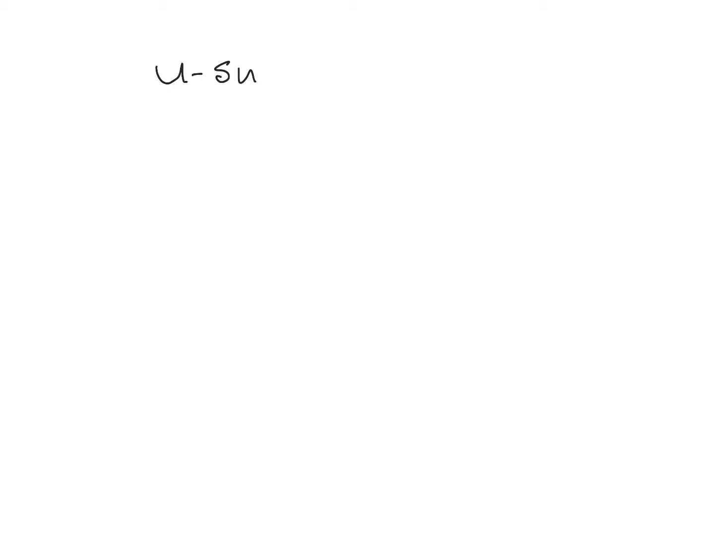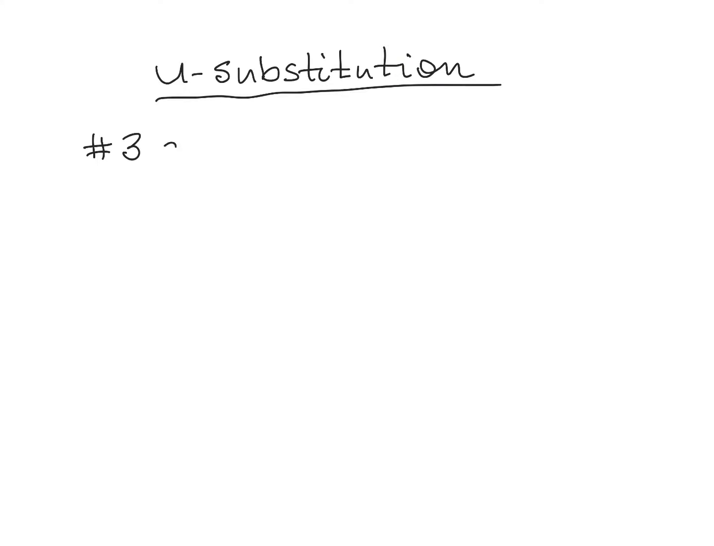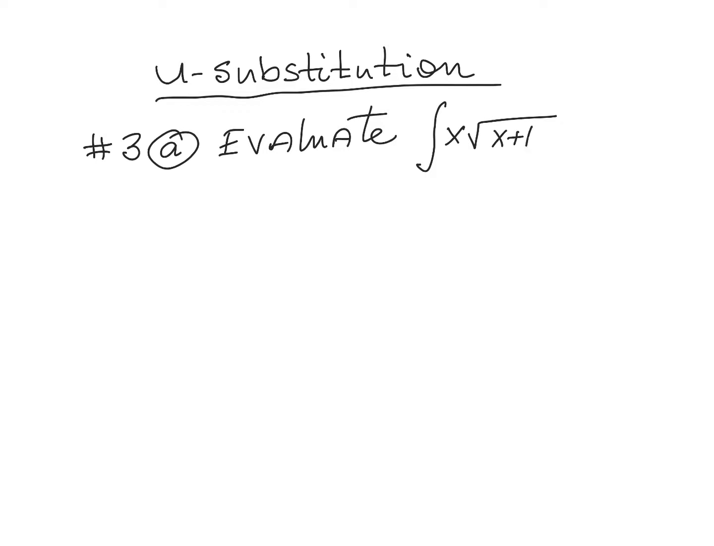In this video, we're going to look at 3 more examples of u substitution, how to find antiderivatives using u substitution. So example A is to evaluate the integral, or find the antiderivative, of x times the square root of x plus 1.